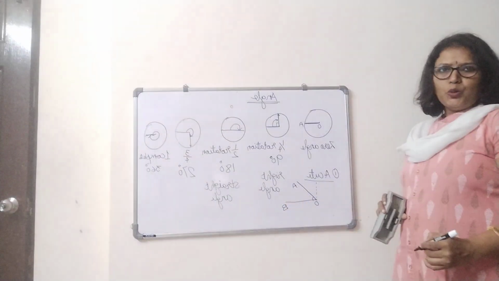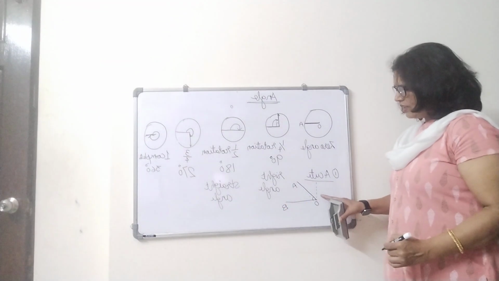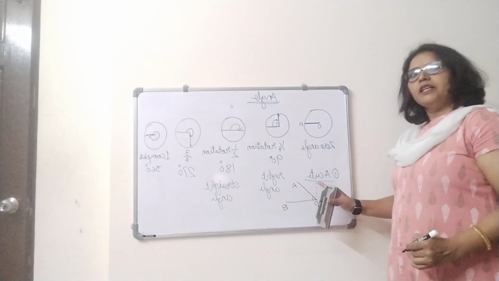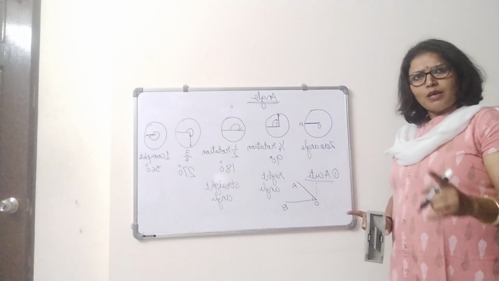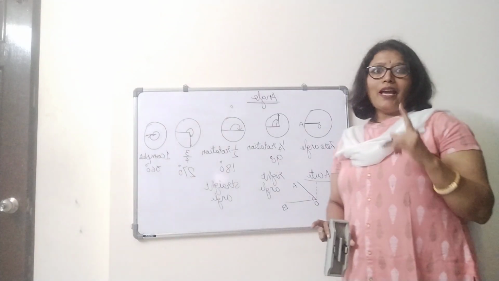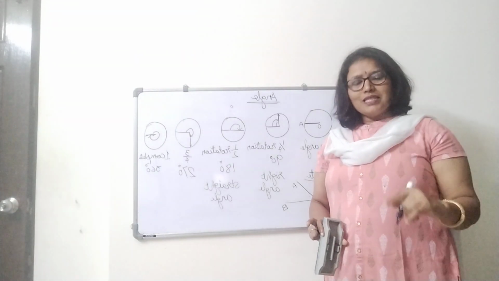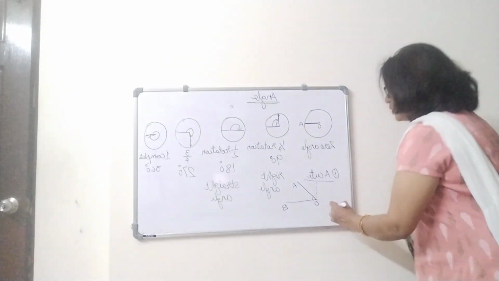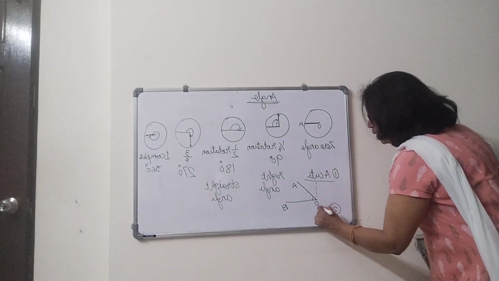So this is the acute angle. See here, this is 90 degrees. Less than 90 but greater than 0. This type of angle is called an acute angle. So remember the word acute. Acute means less than 90 degrees. Now the second one is the obtuse angle.